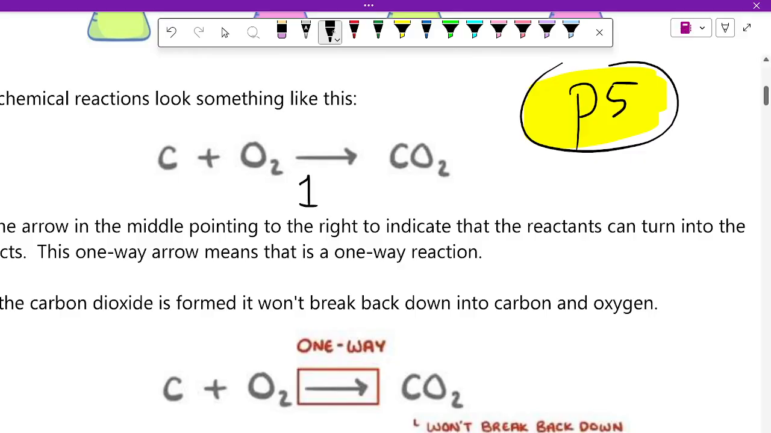So, one-way arrow. Yes? If we take some carbon, like some coal, and we burn it, we get carbon dioxide. Can we get the coal back? No. This is one way. It only goes one way. You cannot unburn things.